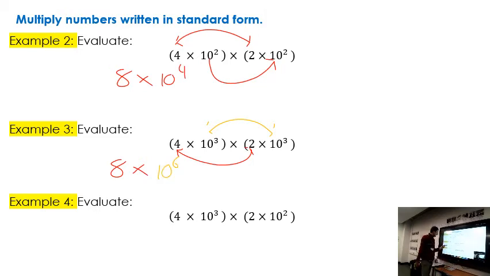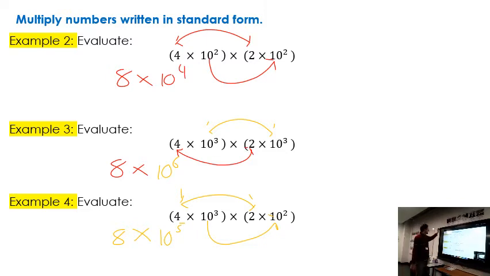Is it in standard form? Yes, it is, because 8 is between 1 and 10. Let's have a look at this third one. Same idea. 4 times 2 is 8. And then we multiply the 10 cubed with the 10 squared. So that's going to be 10 raised to 5. And check that this is in standard form.